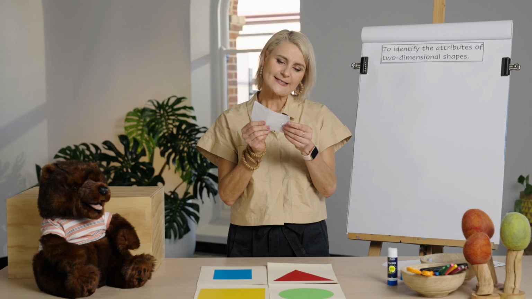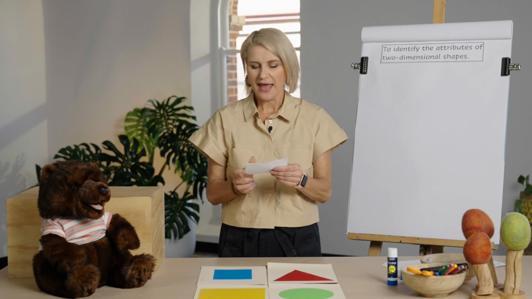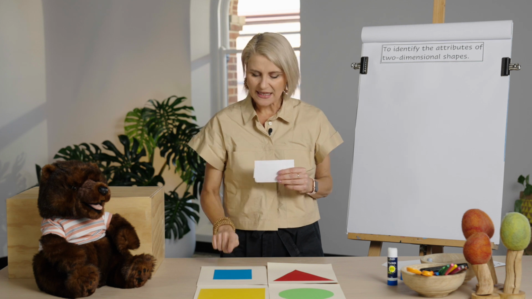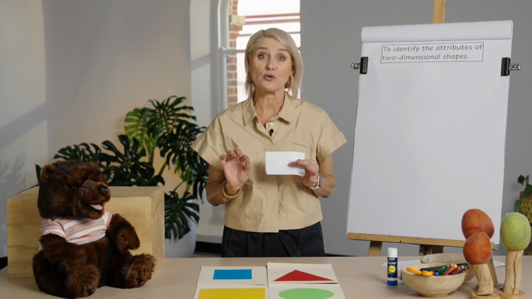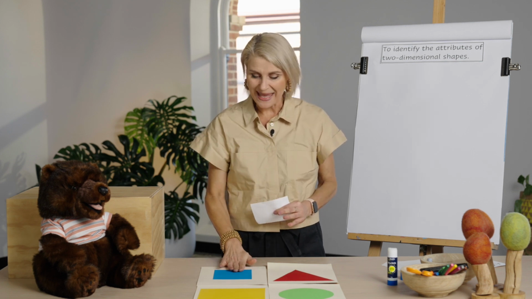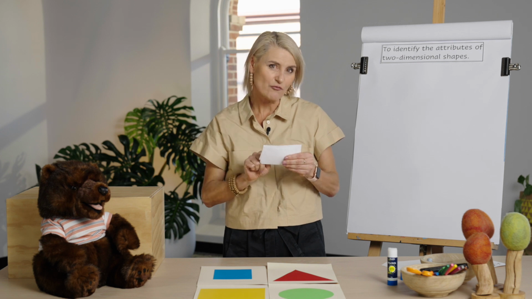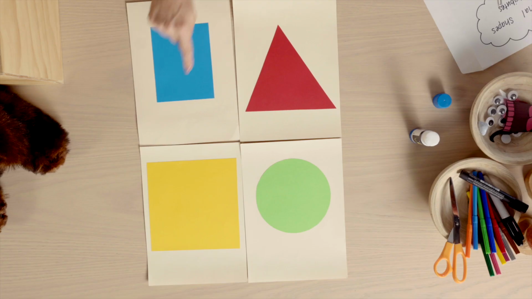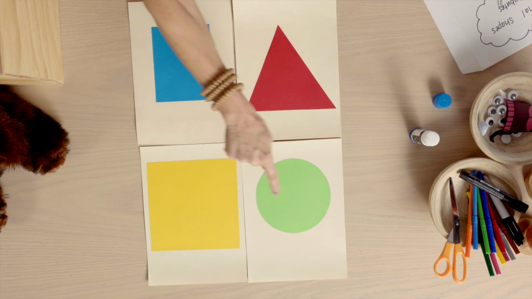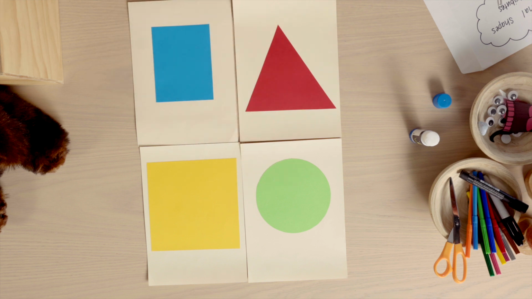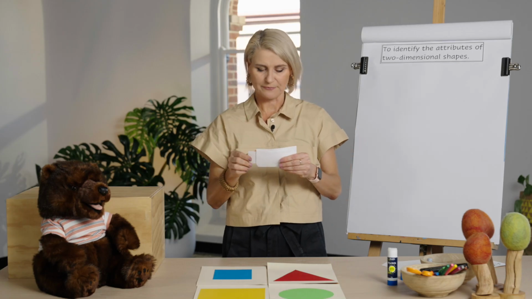Now I've got these little cards, they're labels here, and they're a bit like clues, and they tell us the special attributes, the special features that make each single two-dimensional shape unique. Have a listen as I read out the clues and we'll check and see which attribute belongs to each shape. Are you ready? Okay, first one.